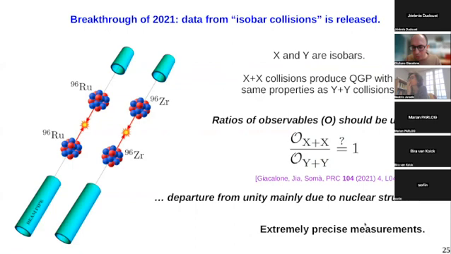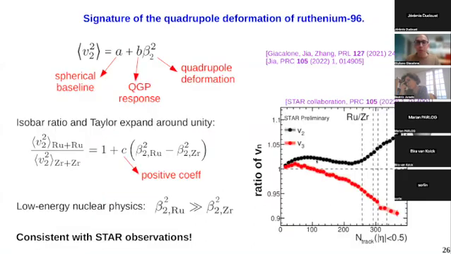And we don't have to discuss why they did these experiments, but eventually they end up with very precise measurements of nuclear structure. And this is one example. So this is precisely this ratio of observables. I'm showing you now STAR preliminary data, where they look again at the elliptic anisotropy of the particle distribution. They make a ratio between ruthenium and zirconium collisions, and they see an enhancement compared to unity.